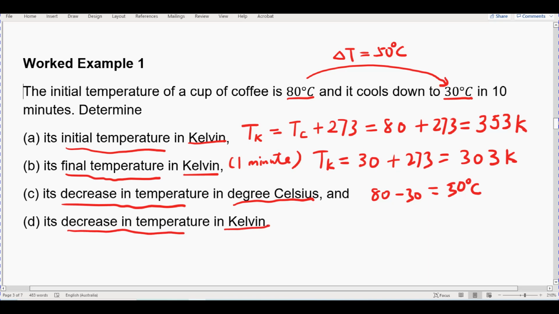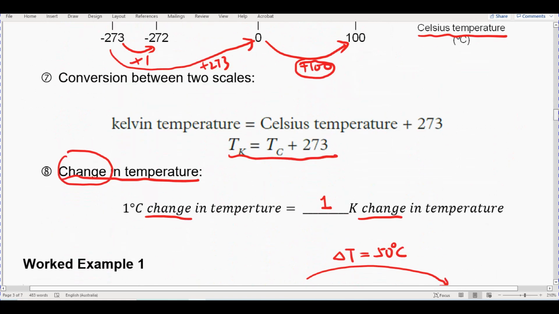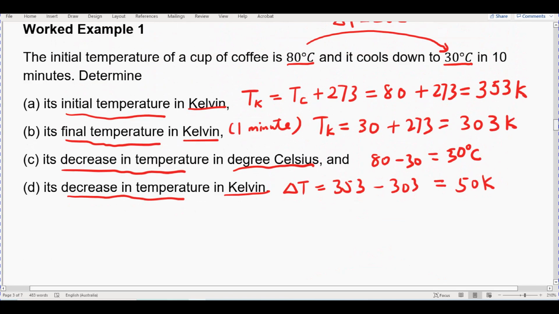Decrease in temperature in Kelvin. There are two ways to do it. One way, you say, I play safe: I just use the initial temperature in K, take away the final temperature in K, then you will see that it is 50K. So you see 50K and 50 degrees Celsius. Why? Because a decrease in temperature is one kind of change in temperature. As we've said, 1 degree Celsius change in temperature just equals 1K change in temperature. So in terms of the change in temperature, the value must be the same.